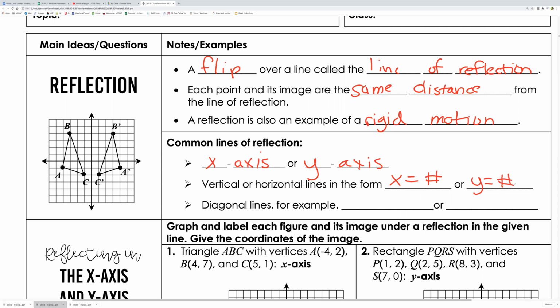Or diagonal lines, for example, x equals y or negative x equals y. We learned this one, but these are also two.